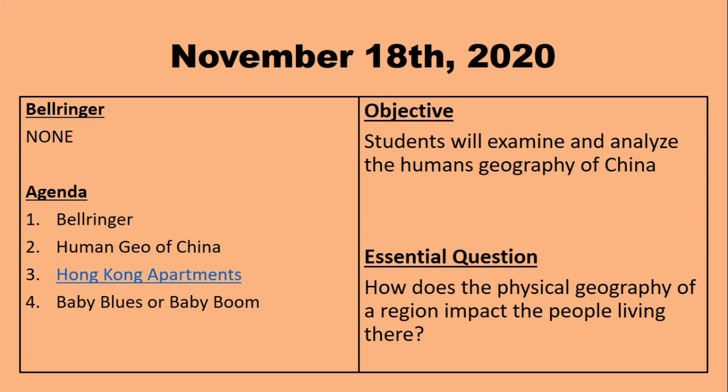After that, you'll watch a video on apartments in Hong Kong and what those look like. And then lastly, you have a short reading. It's going to talk about how the population of China has both helped the country, but how it has also hurt the country, which is really interesting. And I think that you guys will enjoy that baby blues or baby boom reading. So let's go ahead, let's dive into the human geography of China.